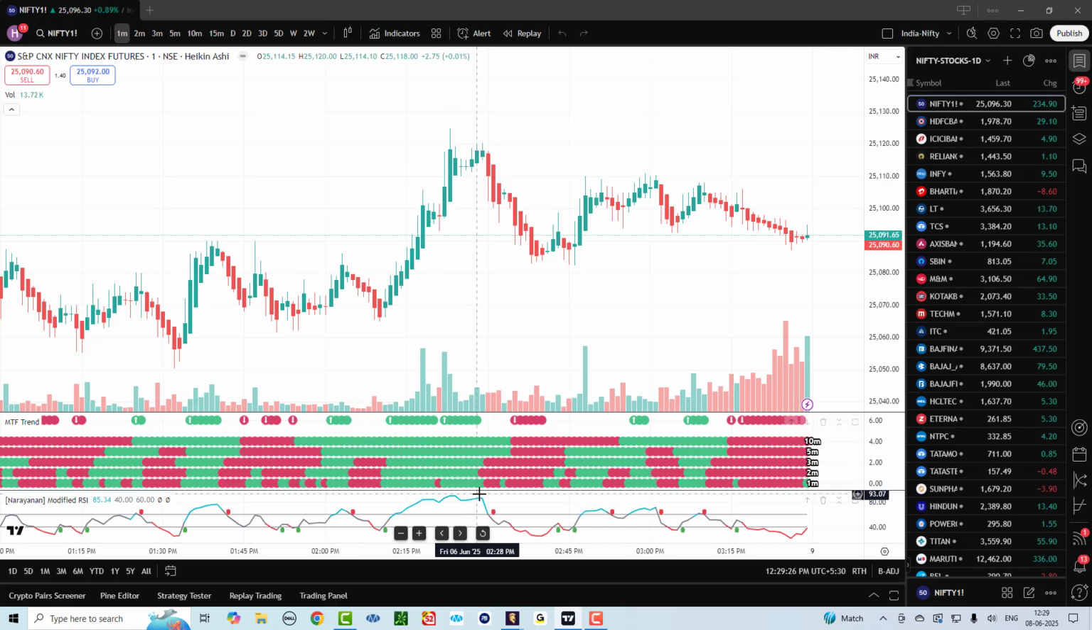Once you see the custom RSI coming down and you also see the MTFT, the red dots coming in between the greens, you know it's time to exit. So if you got in on this trade right here around 25,072 on the Nifty futures, you would exit when you see 2 or 3 dots, and if you see the custom RSI going into the neutral.